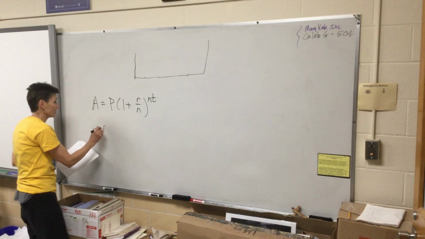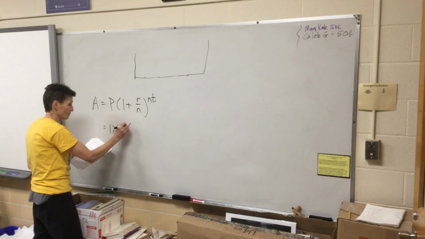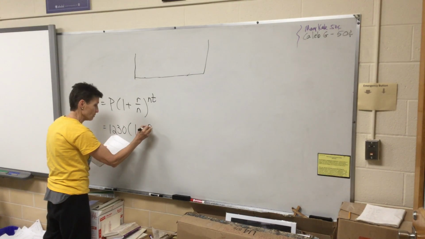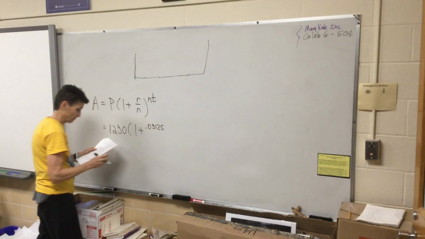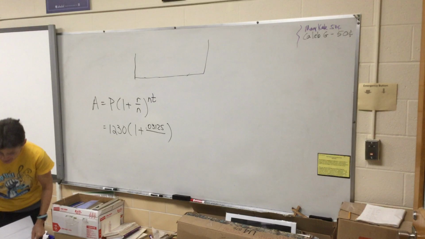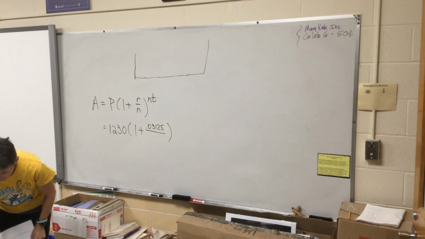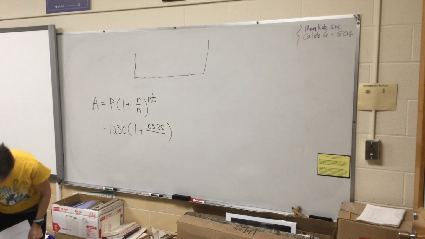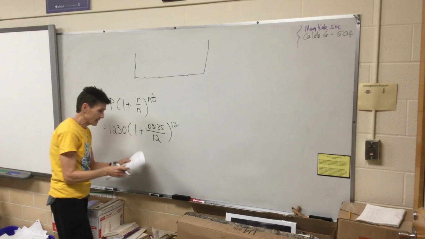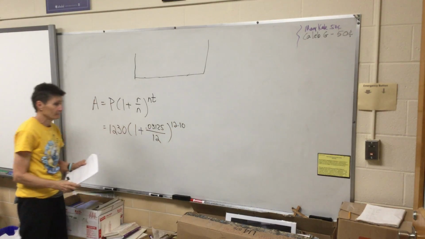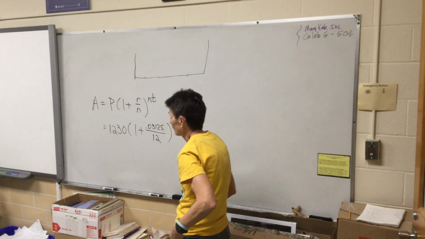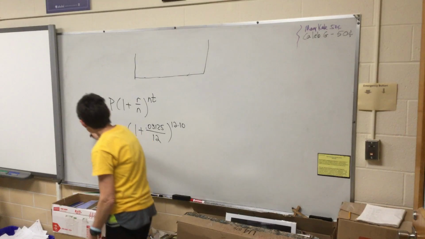Okay, so I know I'm starting with 1230. I know my interest rate is 0.03125. Compounded monthly means my N is what? Yep, 12 months in a year. And I'm doing it for 10 years. And I want to know how much I have at the end, right?